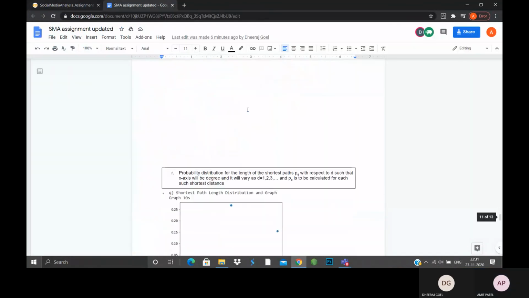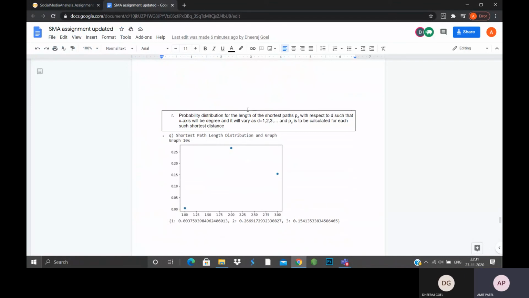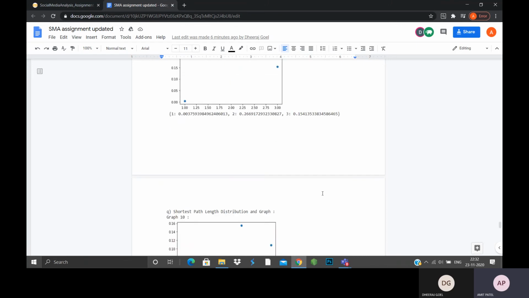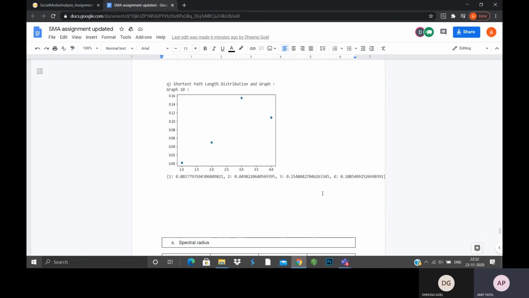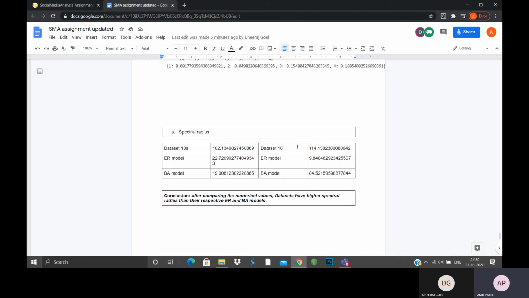And as you can see, the probability distribution for length of shortest path with degree D. Basically, we have generated the probability of shortest length with degree 1, 2, 3. And as you can see, the distribution is plotted here. And later for data set 10, the shortest path length distribution is greater, right? Spectral radius: after comparing the numerical values, as you can see, data set 10 has a higher numerical value of spectral radius as compared to the ER model and BA model, right?